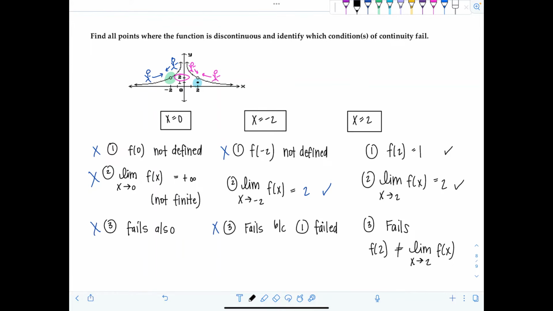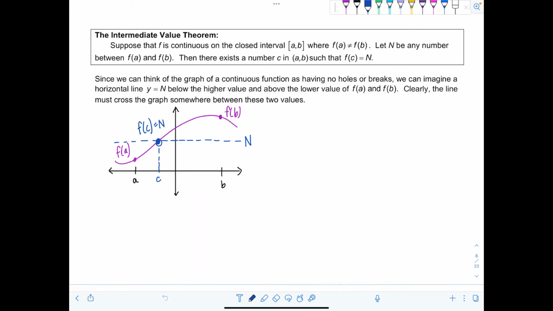Okay? Very good. All right, so a very important application of the idea of continuity is the intermediate value theorem, and it states the following. Suppose that f is continuous on the closed interval from a to b, where f of a does not equal f of b. So the function value at the endpoints is different. Let n be any number between f of a and f of b. Then there exists a number c in the interval from a to b, such that f of c equals n.